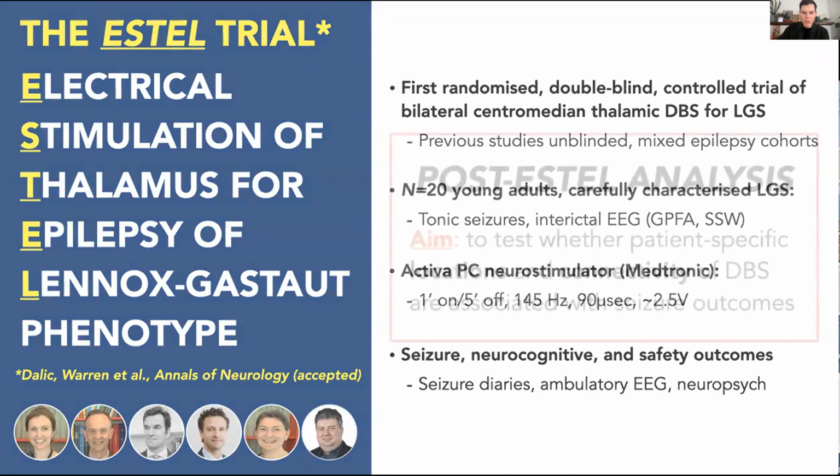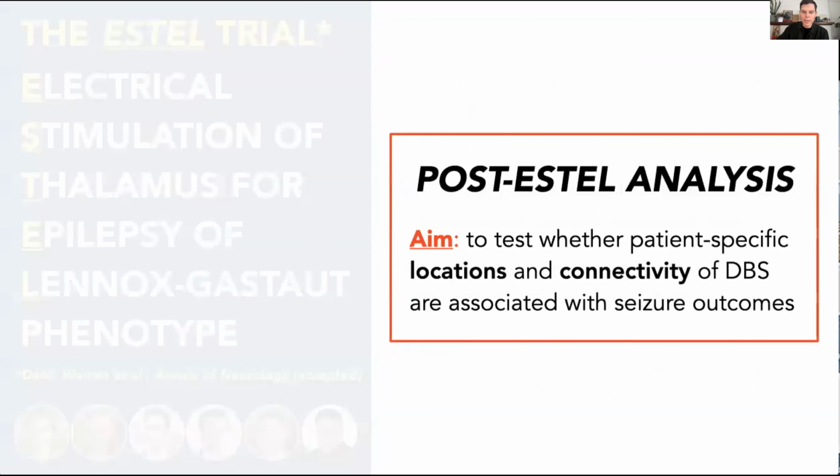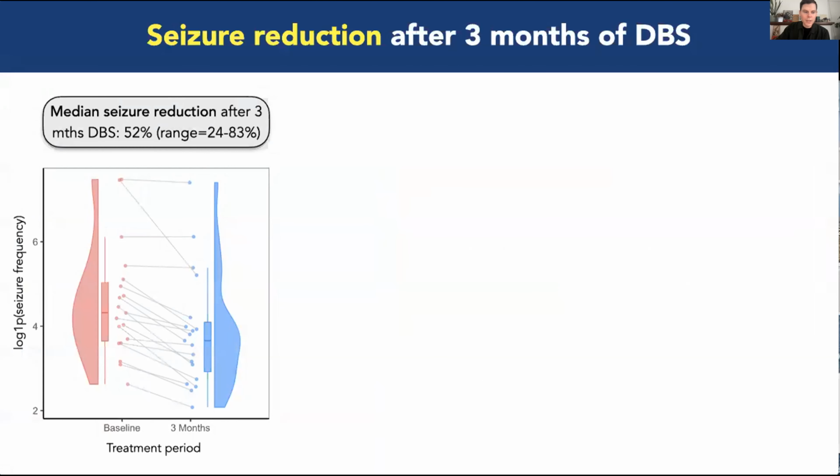However, today I'm going to focus on a post-trial analysis where we aimed to test the association between patient-specific locations of stimulation, the connectivity of these locations, and seizure outcomes. So after 3 months of active stimulation, there was a median reduction of seizures of around 50% relative to baseline. However, there was a bit of a range from around 20 to more than 80% reduction.